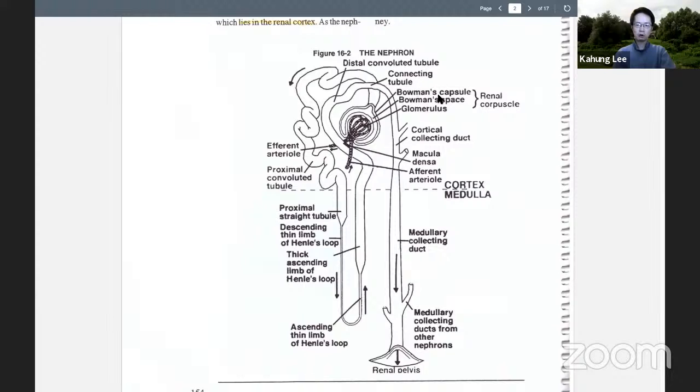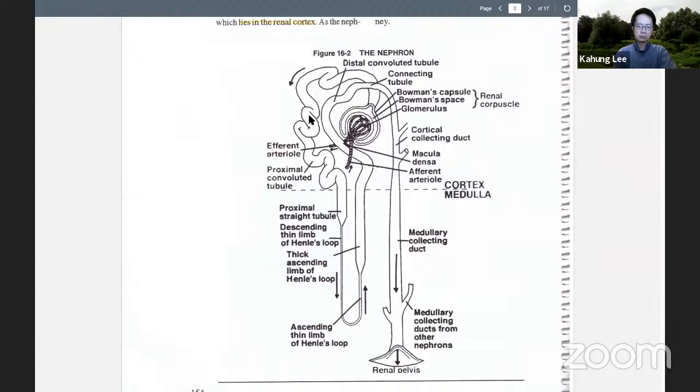For this lecture, I'll call it Bowman capsule, Bowman space, and glomerulus, because this is what I learned many years ago. But nowadays, they have a new name, as I say, called renal capsule, renal space, etc. So I'll just go with the old name. So filtration occurs from the glomerulus to the Bowman space, okay? From the glomerulus to the Bowman space. And then after that, we'll talk about what will be filtered, what will be left behind in the blood vessels. And then all the filtrate will go through this.